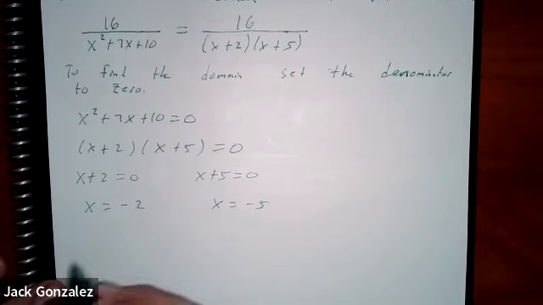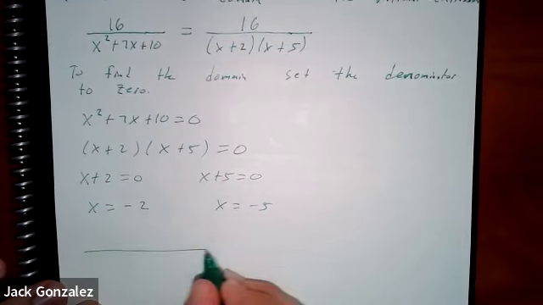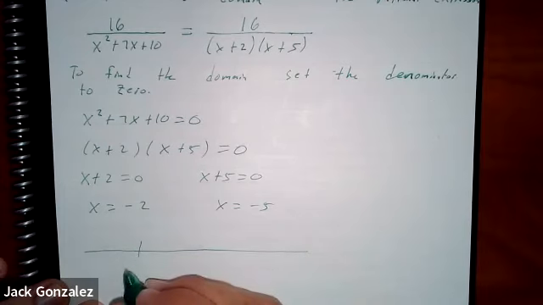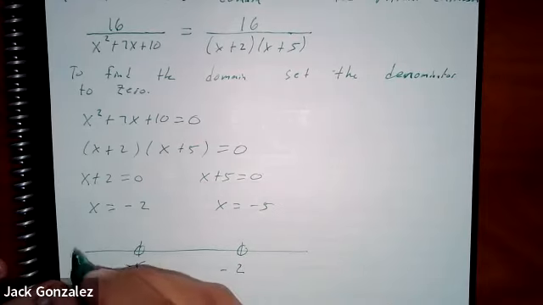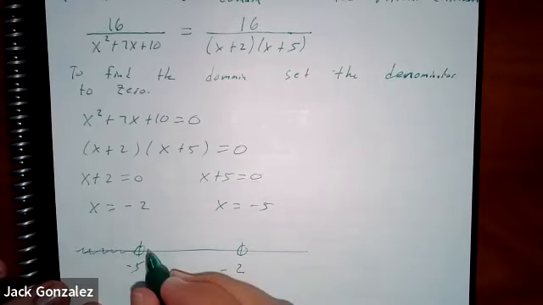We'll draw a number line. Maybe that'll help. Here's -5. Here's -2. So there's 2 problem areas. Everything else is fine.